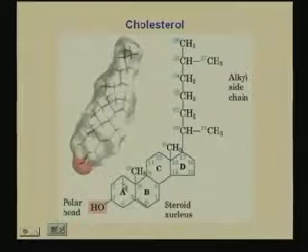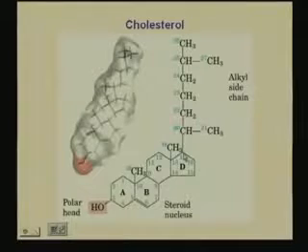The numbering starts from ring A with 1, 2, 3, where the OH is attached to 3, then 4, 5, and then it goes to ring B. There is a double bond between 5 and 6. So, it goes 5, 6, 7, 8, 9, 10. That forms rings A and B. The numbering then begins at ring C, where we have 11, 12, 13, 14, and then ring D, with 15, 16, 17.